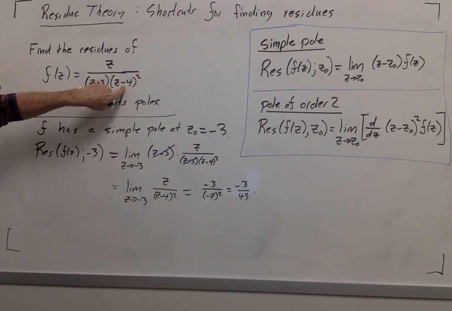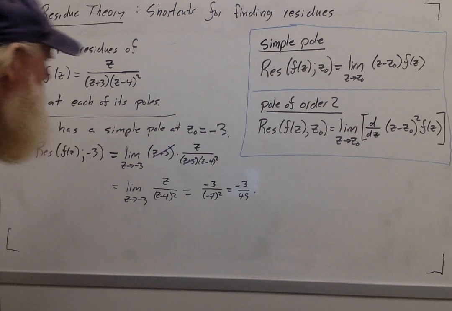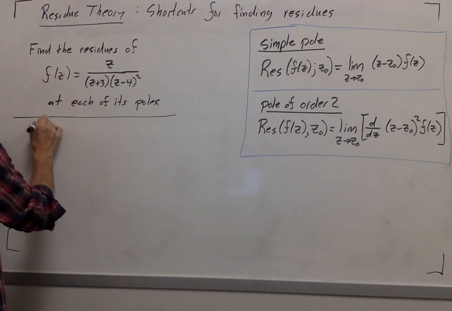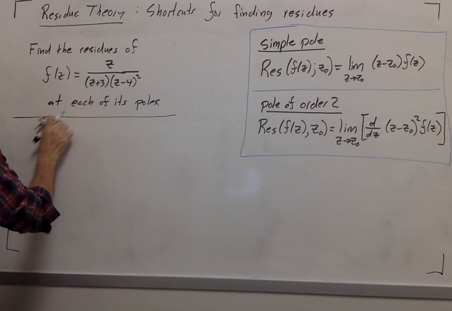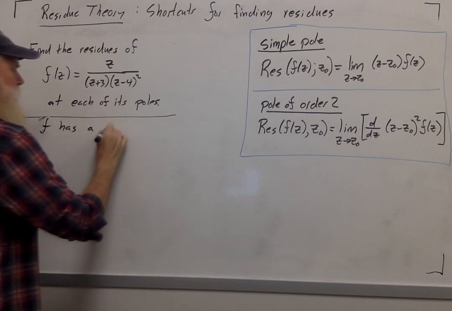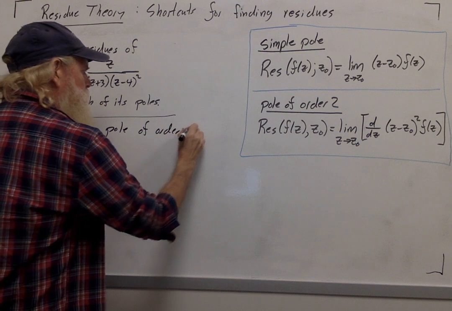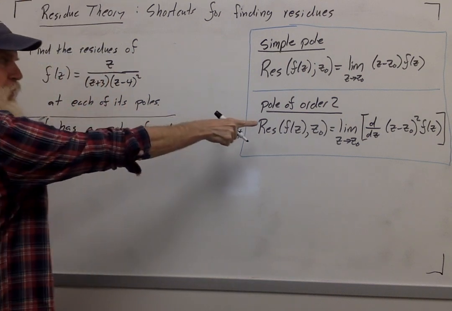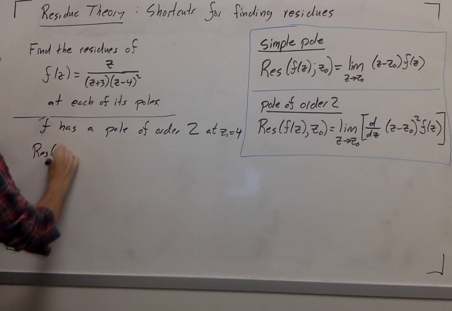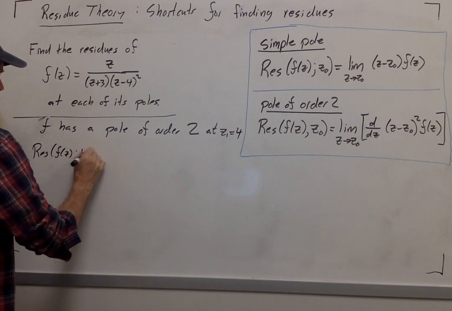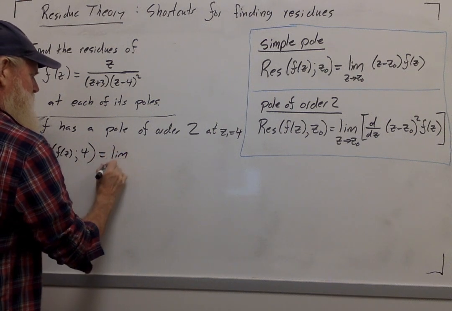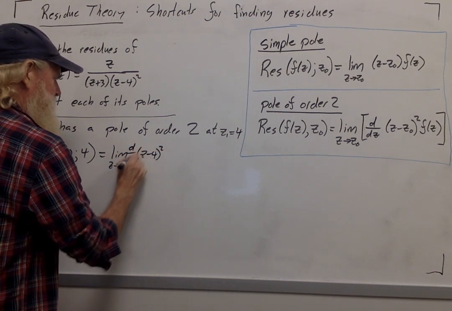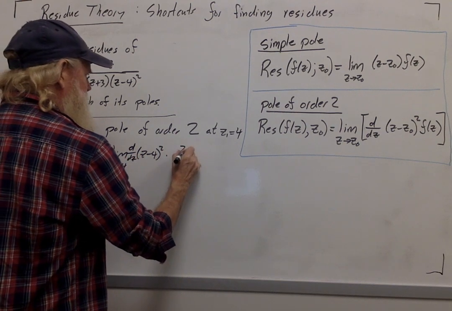Next, let's move on and see what happens at the double pole, z equals 4. So here we'll be using the bottom formula, and the residue of the function f of z at 4 will be the limit as z goes to 4 of the derivative with respect to z of (z minus 4) squared times f of z.